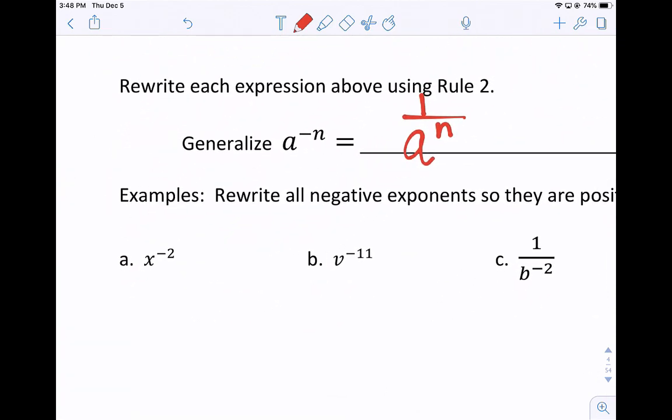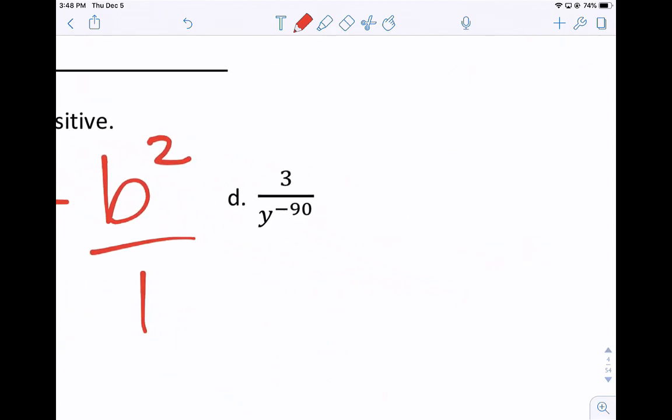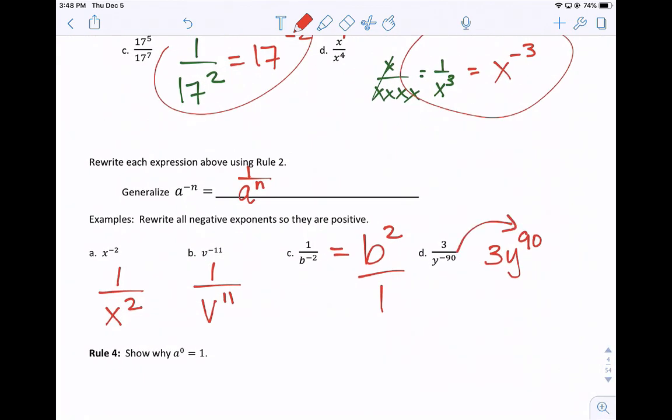We can rewrite x to the negative 2 as 1 over x squared. We can rewrite v to the negative 11 as 1 over v to the 11th. If it's 1 over b to the negative 2, we can flip it to the top and it becomes b squared over 1, or just b squared. And for this one, we leave the 3 there, but we flip the y to the 90th on the top. So if it's negative, you flip it to the opposite spot to make it positive.